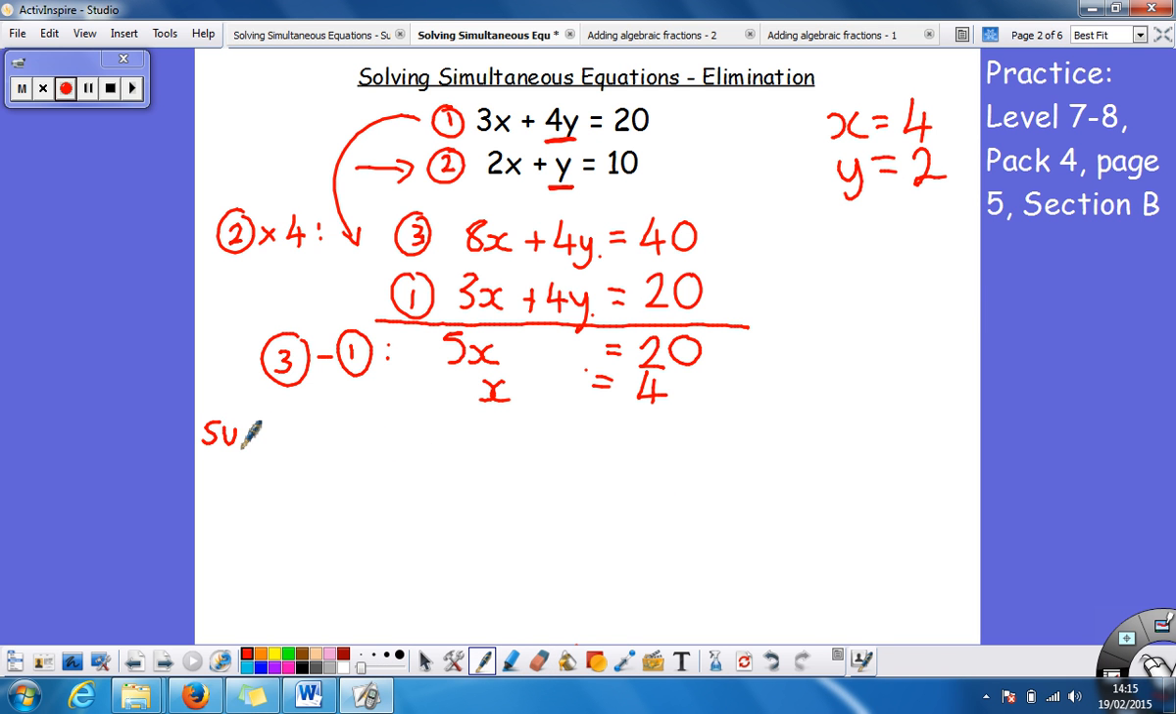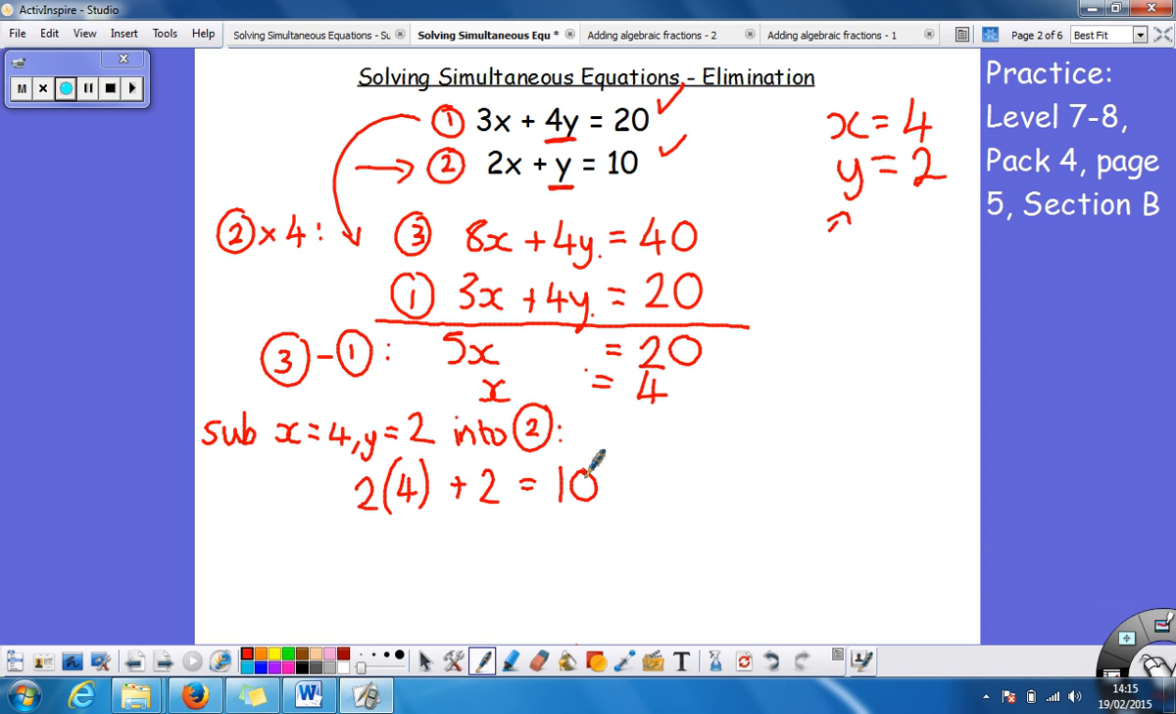So to check it, I want to substitute x equals 4 and y equals 2, which are my solutions, into one of my original equations. Now we've already used 1, so we know that 1 works, so I'm going to substitute into equation 2 and see if that works. So 2 times my value of x, which is 4, plus 1 times my value of y, which is 2, should equal 10. 2 times 4 is 8, add 2 does indeed equal 10. So that means that my solutions for x and for y are correct.